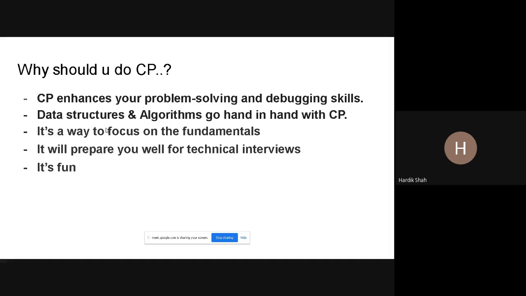Now, it will also prepare you for your technical interviews. Some of you might know that during the hiring process of any firm, they have a test where the first round is generally a coding interview. And in coding interviews, there are problems regarding competitive programming. So, if you can't clear that, you won't be there for the round twos and round threes. And the only reason why I do it is because it's fun. I enjoy solving problems and giving myself mental challenges.